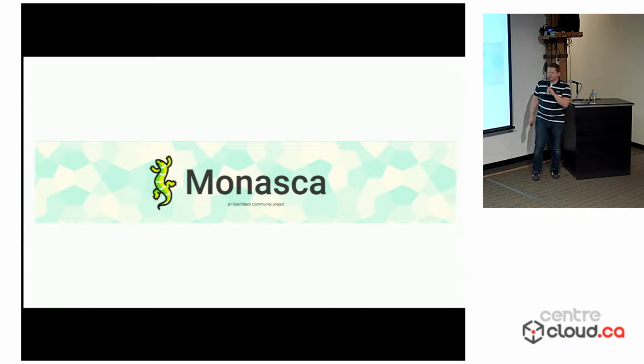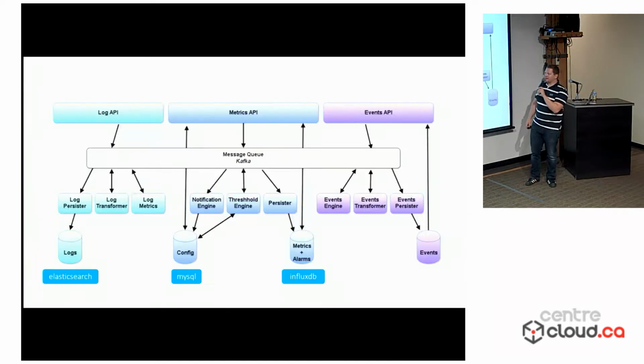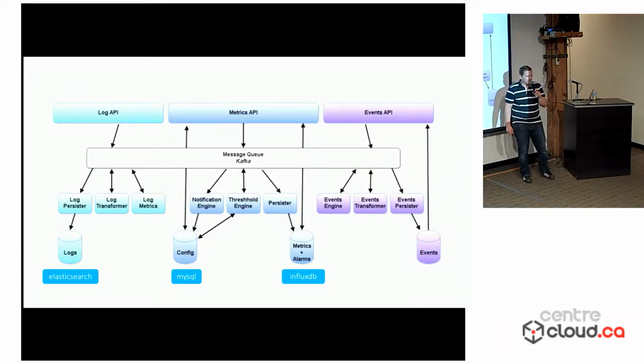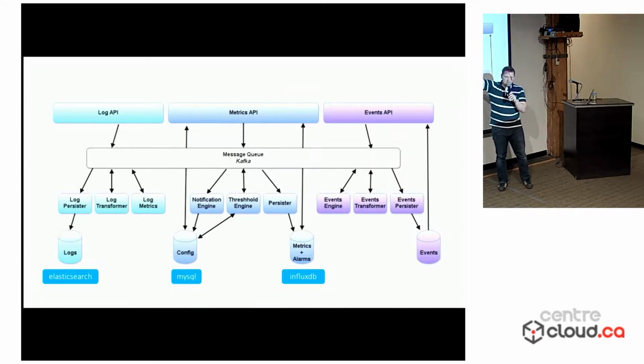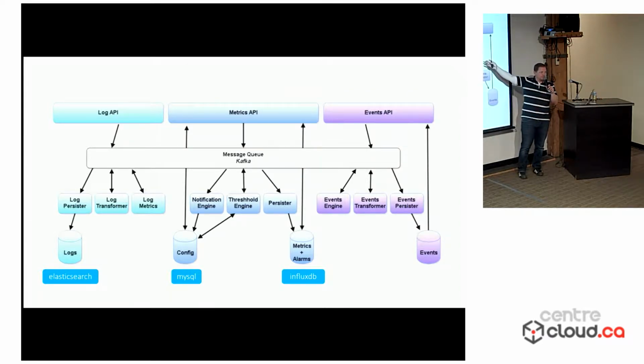Great. So Monasca is actually an OpenStack project. It's monitoring as a service, and it follows the same principle as we had earlier. There is a Monasca agent that sends data through these APIs to a message queue, Kafka in this case, which then forwards the data, based on the nature of the data, into the right data stores.